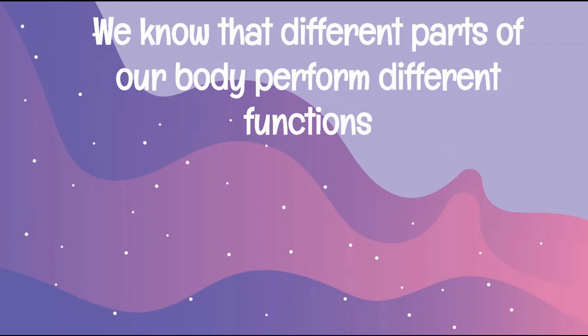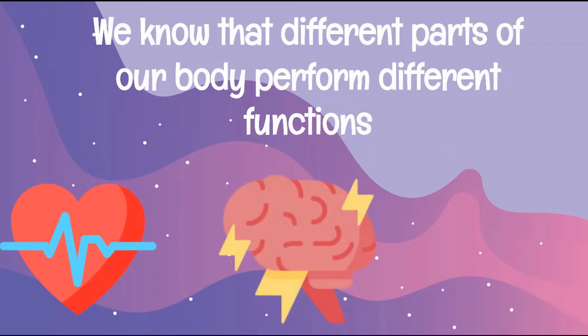We know that different parts of our body perform different functions. We have also seen this more deeply in the chapter Tissues. For example, the heart. What function does the heart perform in your body? You can tell that the heart pumps blood in the human body. And then the brain. What is the function of the brain? The function of the brain is to control all the parts of the body.